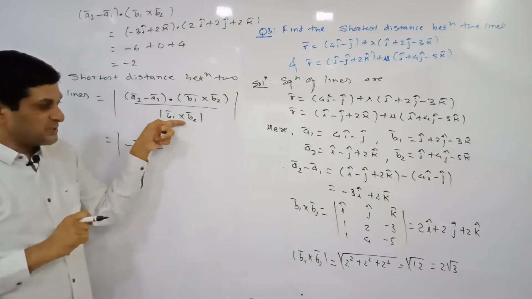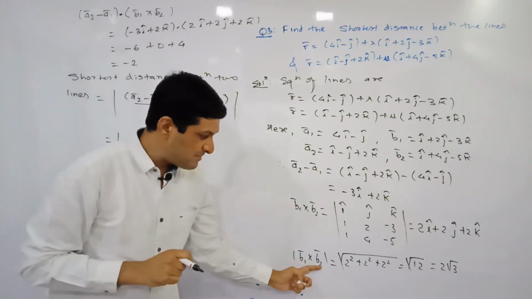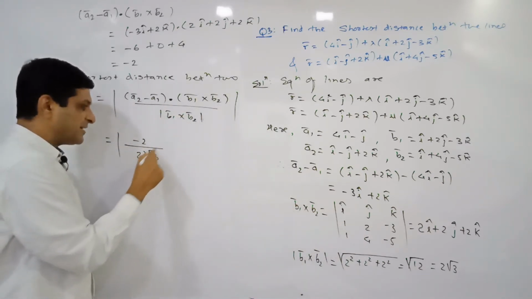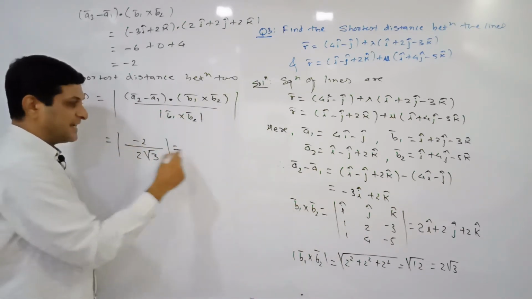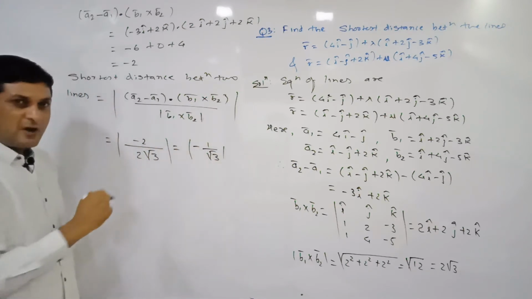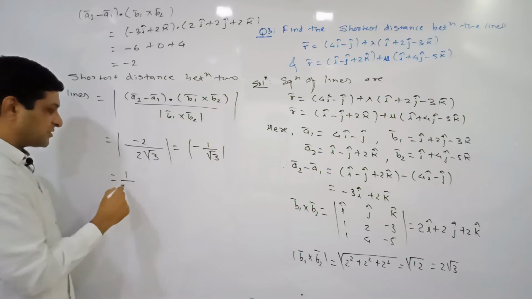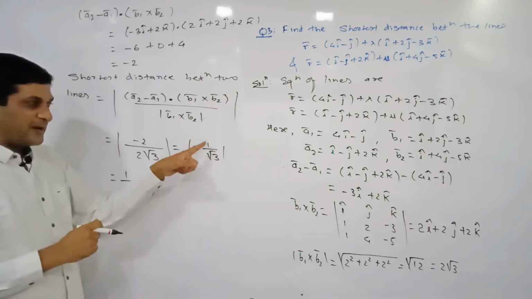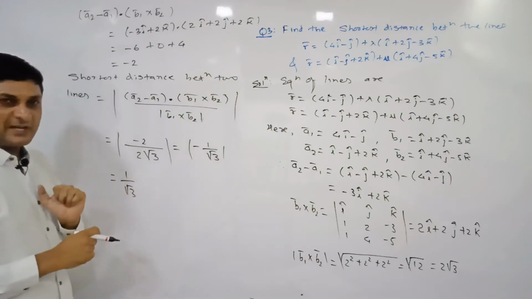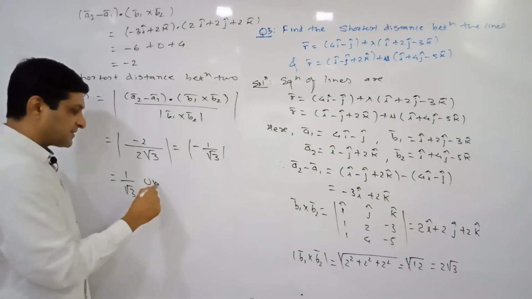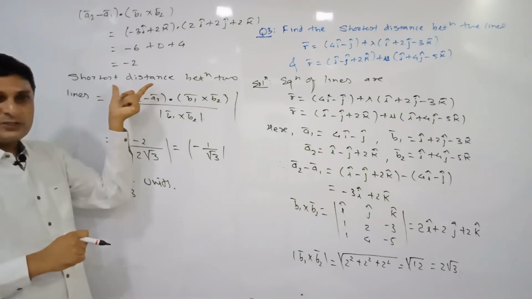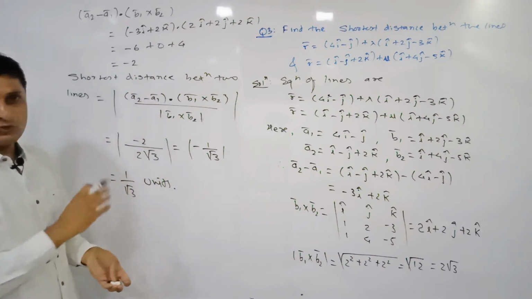What is the value of the denominator? The magnitude of b1 bar cross b2 bar is equal to 2 root 3. So replace it by 2 root 3. 2 and 2 will get cancelled, and we get minus 1 by root 3. Mod of minus 1 by root 3 will be equal to 1 by root 3 units. In this way, we are getting the shortest distance between two lines.